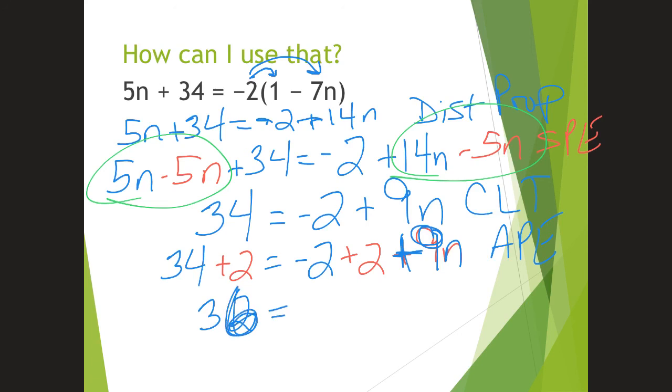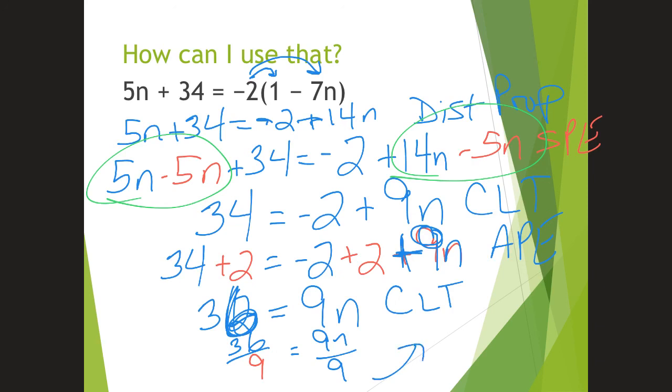36 equals 9n. Next, I'm going to use my division property of equality. I combine like terms. So I have 36 divided by 9 equals 9n divided by 9. And that gives me 4 equals n.